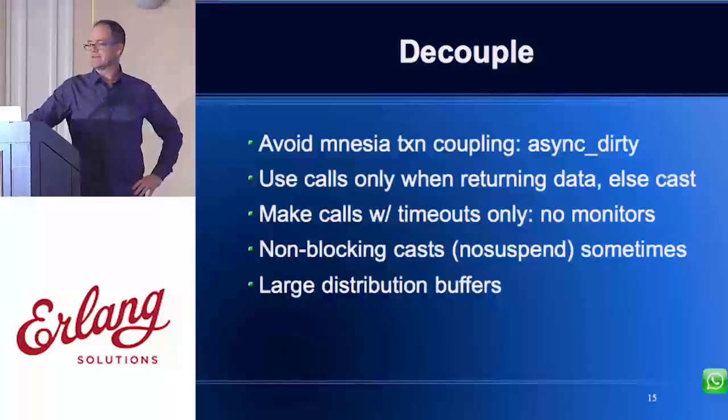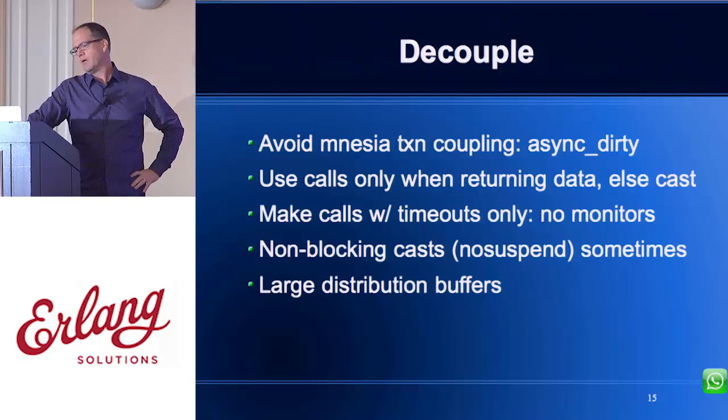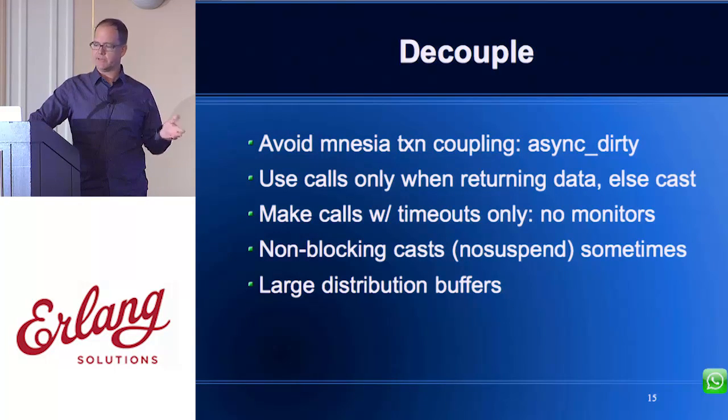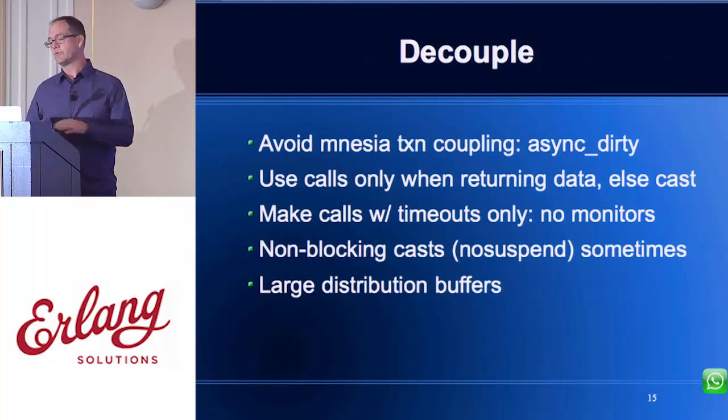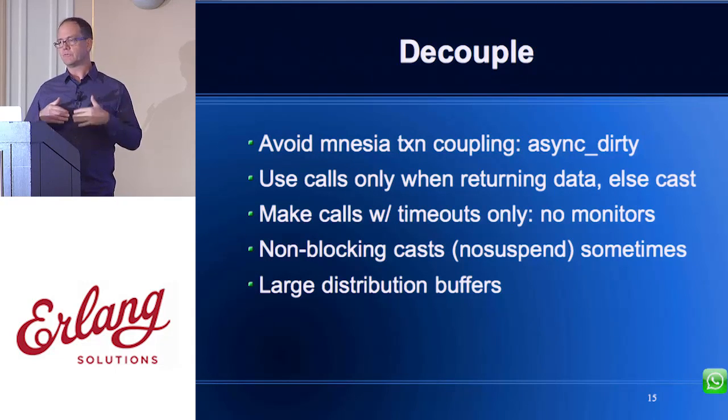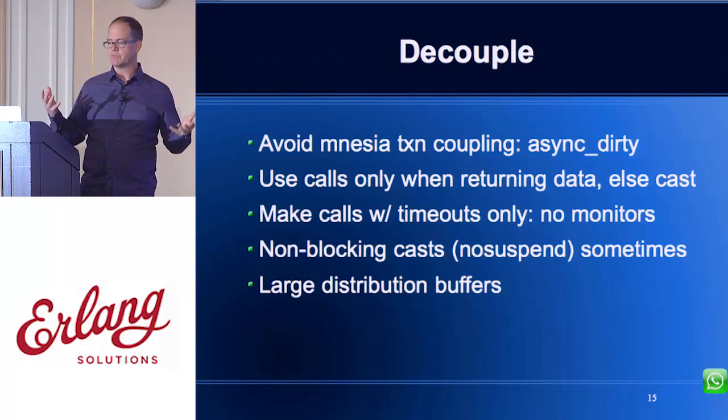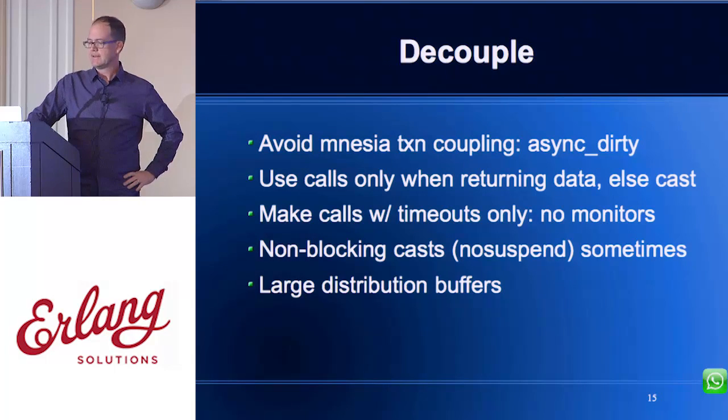So some specific examples of things that we've done. So we avoid transaction coupling in Amnesia. We use Amnesia extensively, but most of the time we're doing it async dirty, without transactions. We use calls only when we're returning data, when we need to get something back from a database. Otherwise, we're casting everything all around, again, to preserve that asynchronous mode of operation.